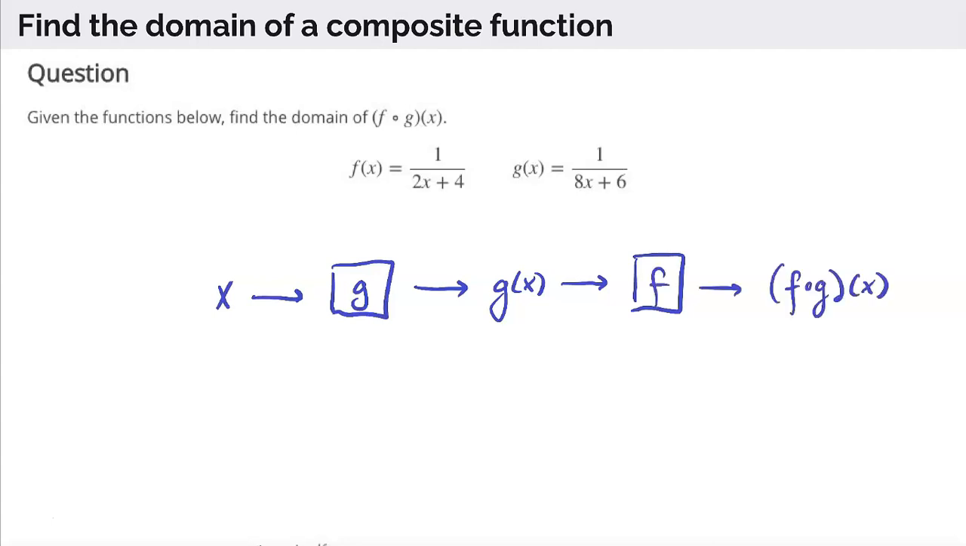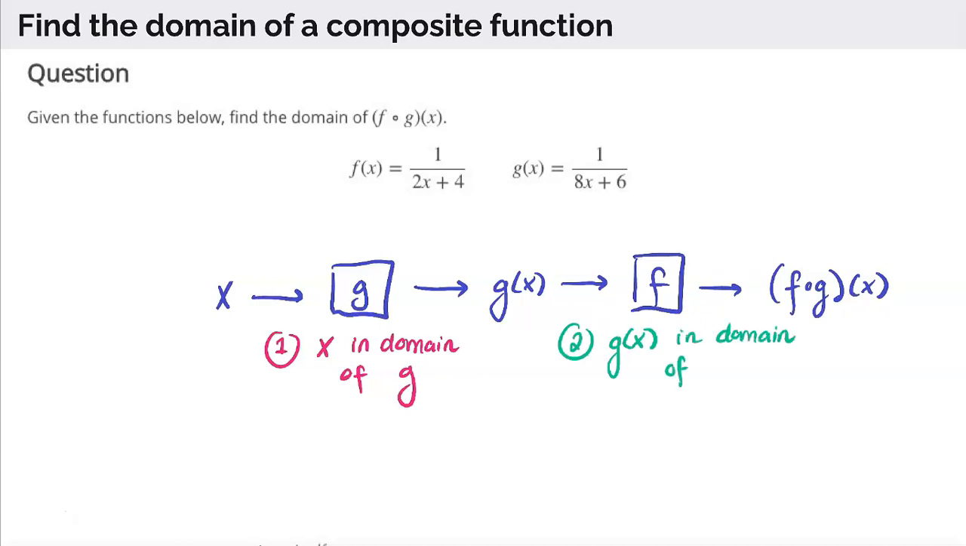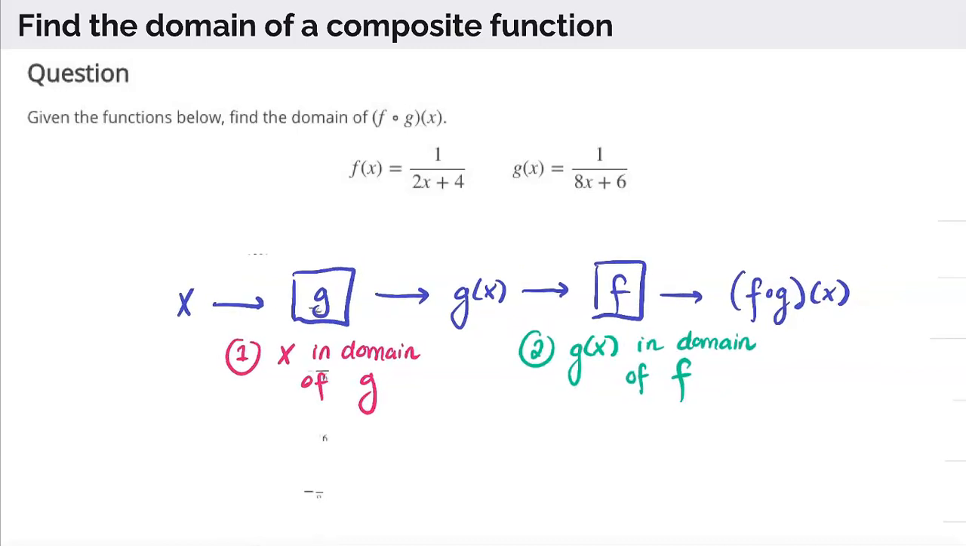Okay, and this diagram shows us that the two things we're looking out for are, first of all, our x has to be in the domain of g, and then whatever we get out of g, g of x, has to be in the domain of our f function. Okay, now that we have our setup, we can pause there for a second and go back to the two individual functions to see what restrictions we're dealing with here.